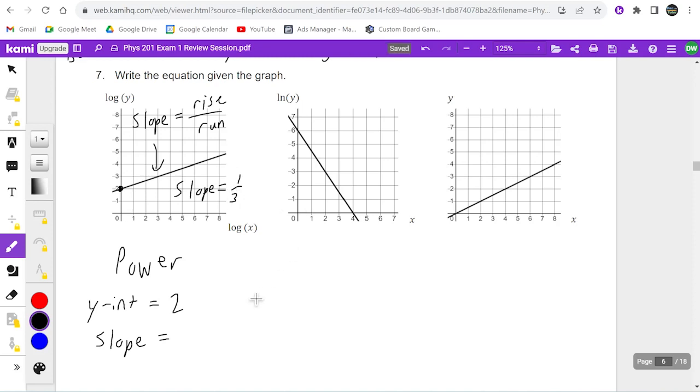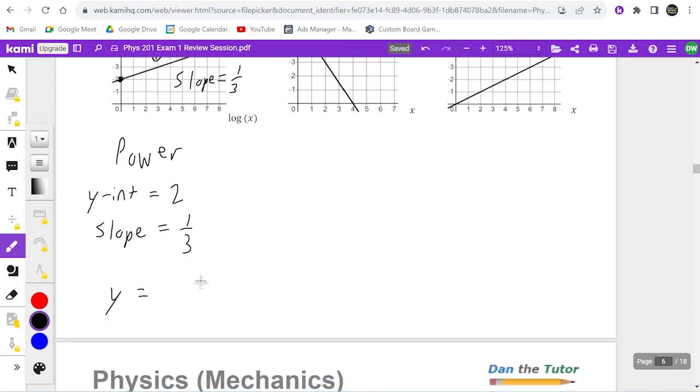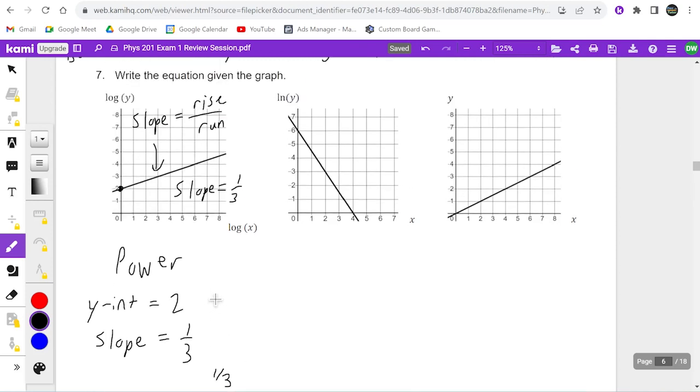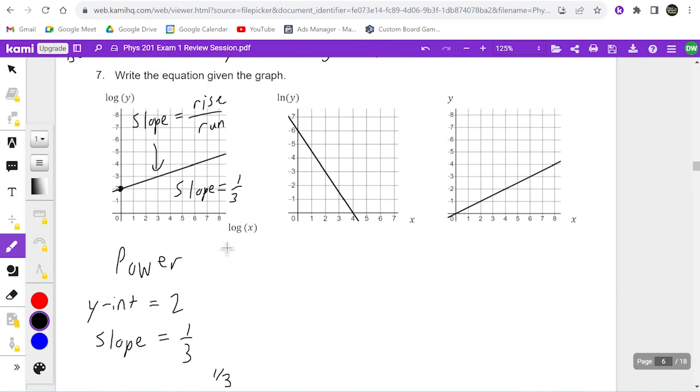And once we have these pieces, you know it's power, you know its y-intercept, you know the slope, you have everything you need to build the power function. Y equals something in front of an x raised to the something power. We know the slope is the power, so the power is 1/3. And now the thing in front's the tough part. You notice that I said log here, so that means log base 10.